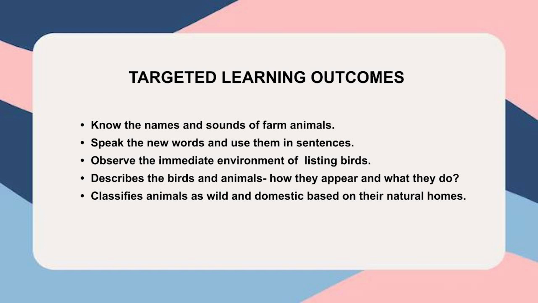Learns to observe the immediate environment, listening to birds and animals found or seen around them. Describes the birds and animals, how they appear, what they do. Tells the class where he or she has seen the birds, insects and animals in the garden. Classifies animals as wild and domestic based on their natural homes.